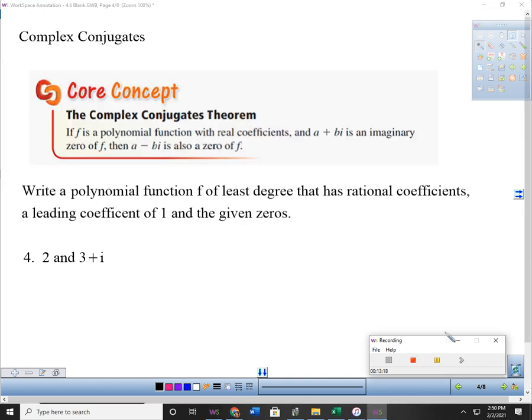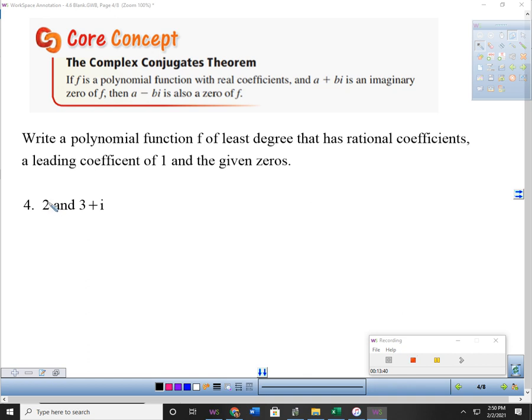All right, so the complex conjugate theorem tells you that if you've got a polynomial that has real coefficients and a plus bi is one of your zeros, then so is a minus bi. It's kind of the same thing that we did with the roots, right? Like if 2 plus the square root of 5 is 1, then 2 minus the square root of 5 is 1. So it's exactly the same. You just, these always come in pairs.